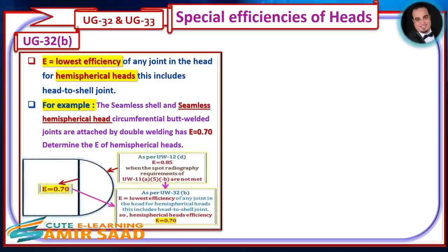As illustrated in the figure, head to shell has efficiency E equals 0.70. And as per UW-12(d), head has efficiency E equals 0.85. As per UG-32(b), only the lowest efficiency E can be used, so hemispherical head's efficiency E equals 0.70.